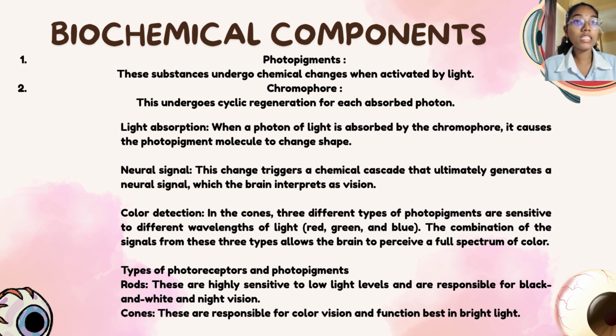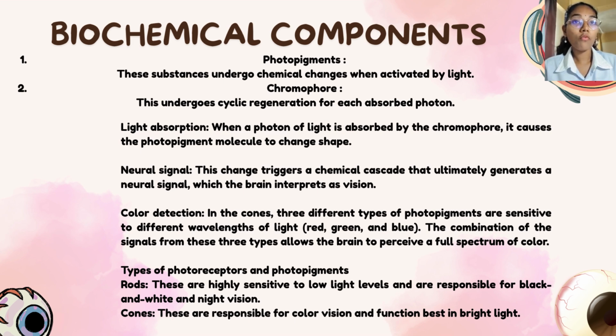This change triggers a chemical cascade that ultimately generates a neural signal which the brain interprets as vision. Next is color detection. In the cones, 3 different types of photopigments are sensitive to different wavelengths of light such as red, green and blue. The combination of the signals from these 3 types allows the brain to perceive a full spectrum of color.